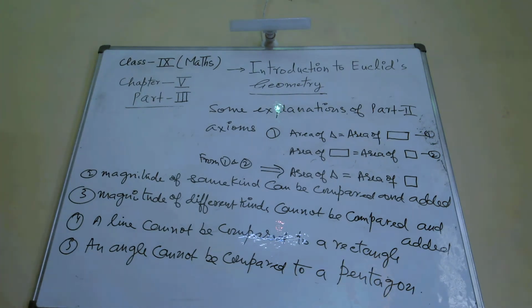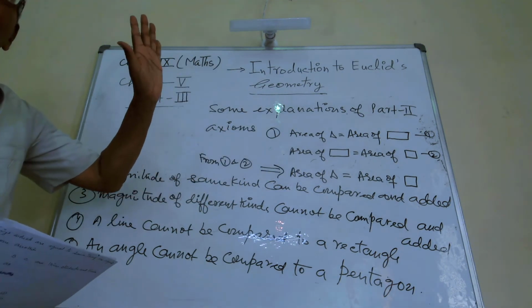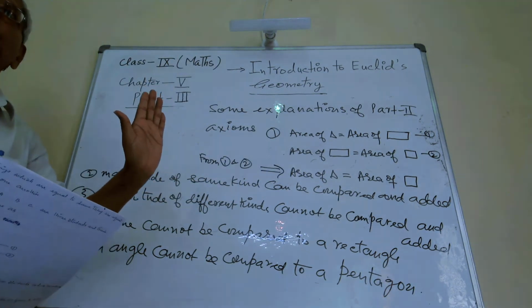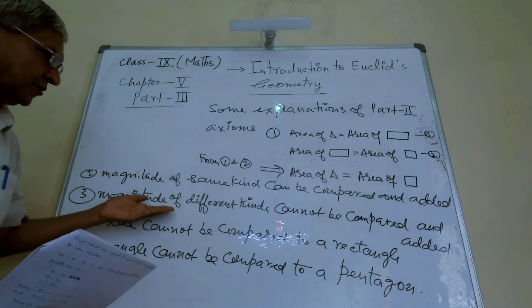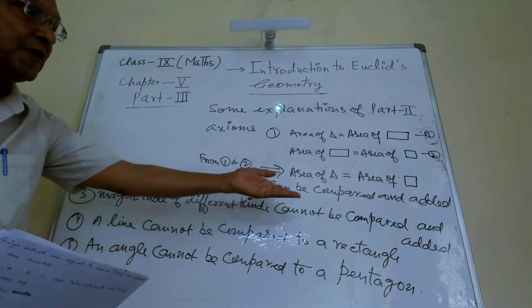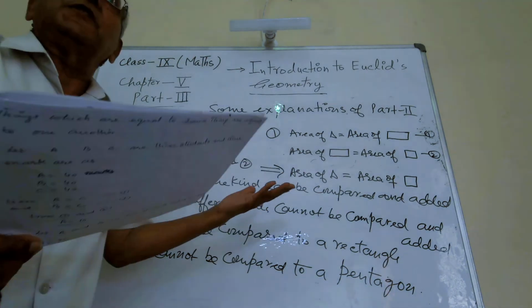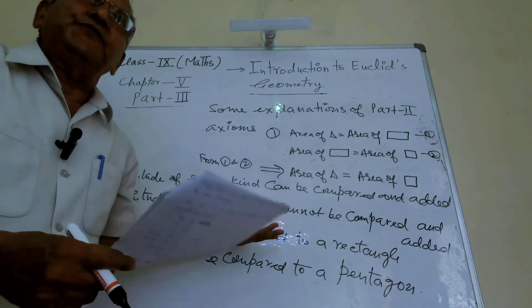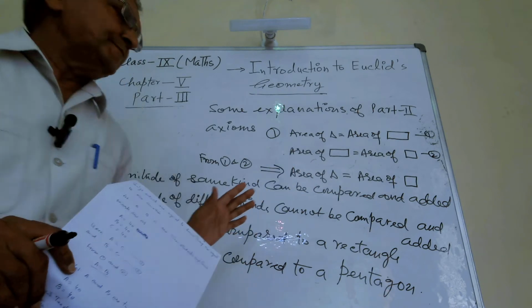Now one thing I want to tell you: magnitudes of the same kind can be compared and added. Magnitudes of different kinds cannot be compared and added.